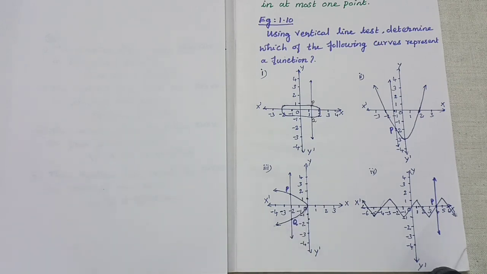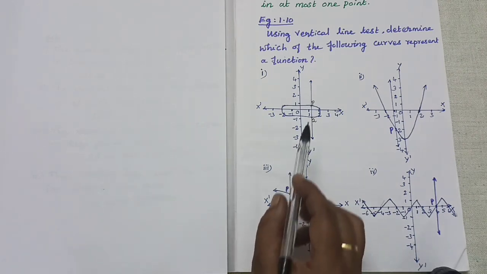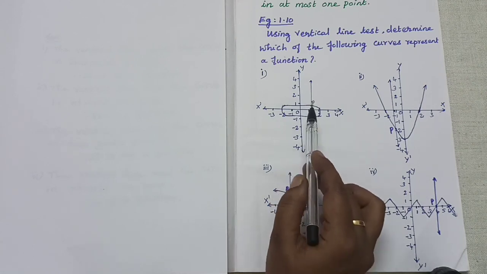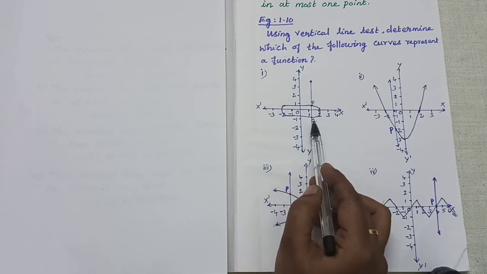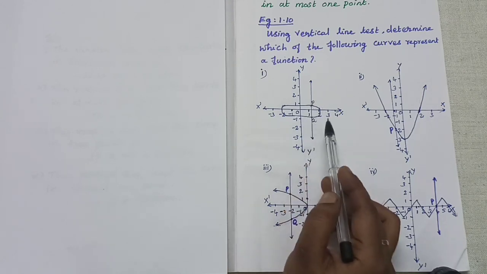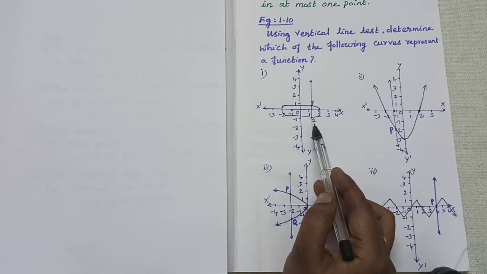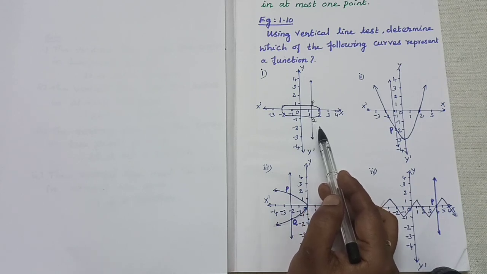First question, you say. First one. Is it a function? No. It is not a function. Why? The vertical line meets the curve in how many points? 2 points, isn't it? Then the vertical line meets this curve at how many points? 2 points, P and Q. So it is not a function.